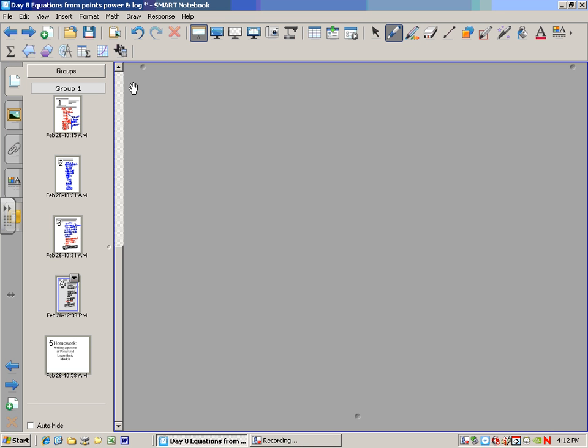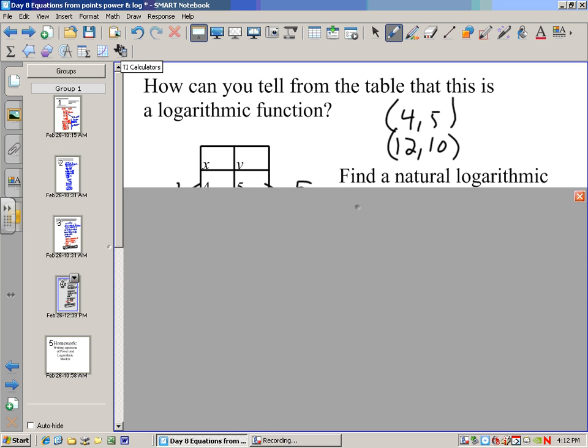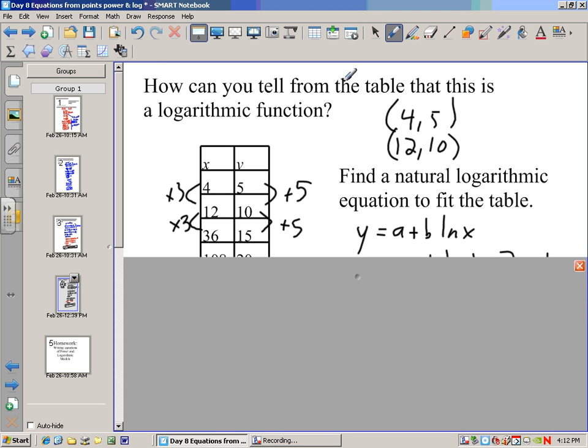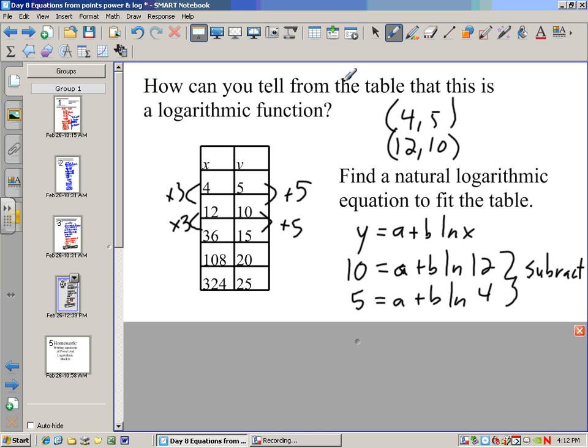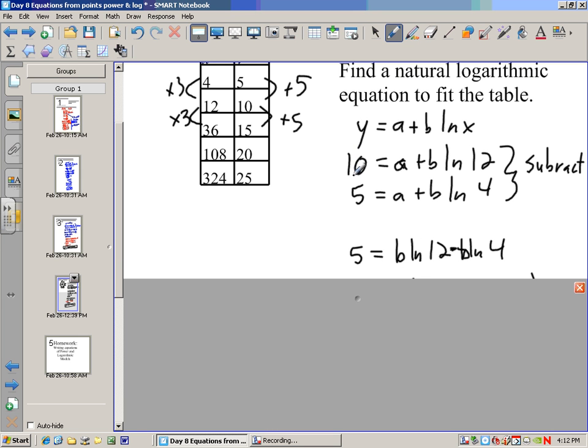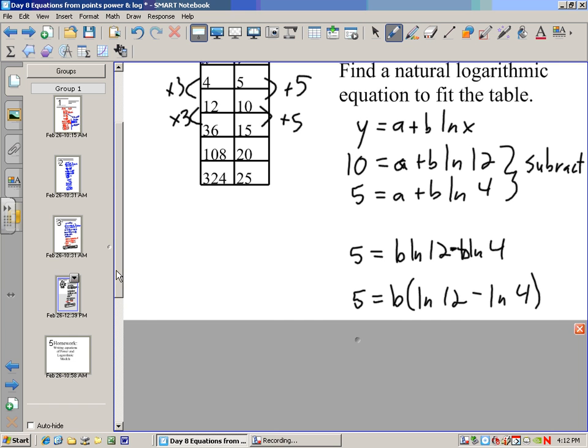All right, hopefully everybody has gone through this problem. So we start with the top, a plus b times the natural log of x. We plug in our x and y. Now we subtract to get our next value. 10 minus 5 is 5. The a's will cancel out, so we have b natural log of 12 minus b natural log of 4. So then we have 2 b's here, so we need to factor out 1 b.